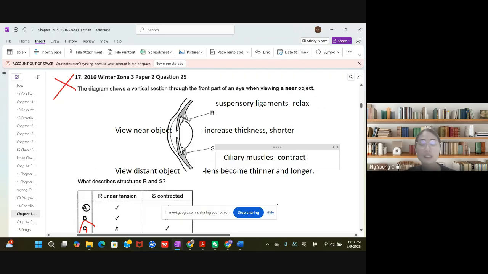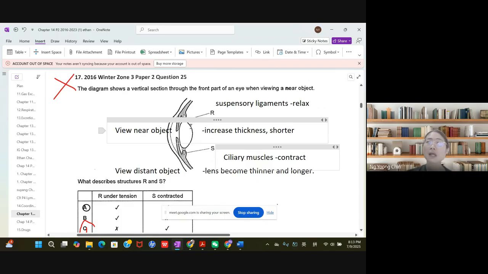But when you are viewing a distant object, the suspensory ligament will contract instead of relax. When the suspensory ligament contracts, they are pulling on the lens. Whenever you pull on the lens, the lens will become thinner and longer. So when the suspensory ligament contracts, the ciliary muscle will relax. They are always working in this way.